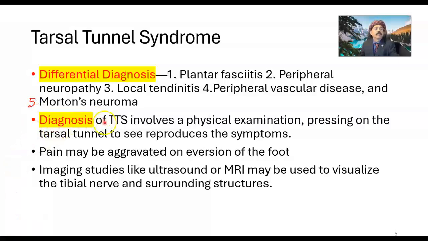Okay, so diagnosis of tarsal tunnel syndrome: a physical examination, pressing on the tarsal tunnel to reproduce the symptoms. Pain may be aggravated by eversion of the foot. Imaging studies like ultrasound or MRI may be used to visualize the tibial nerve and surrounding structures. Okay, but the diagnosis is mostly a clinical diagnosis.